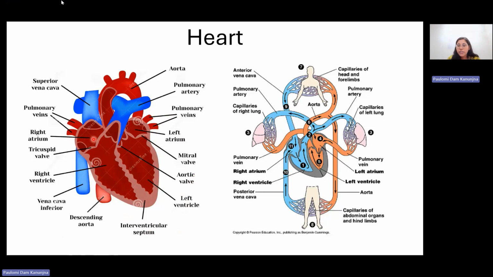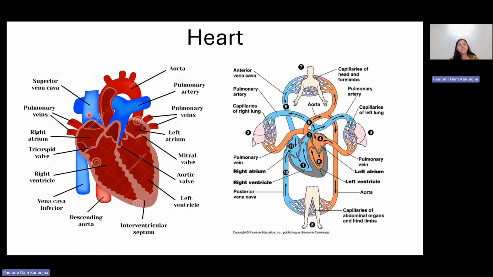So, just to give you the idea of how the blood flows, your right atrium has deoxygenated blood, which is received from the body. Received via which? Received via the superior and the inferior vena cava. Now, what is the superior vena cava and what is the inferior vena cava?